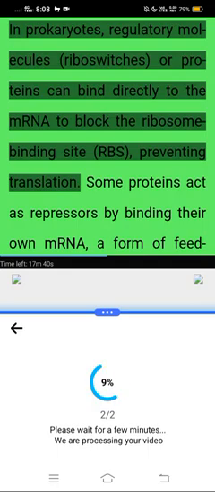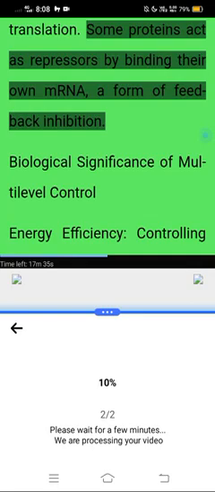In prokaryotes, regulatory molecules such as riboswitches or proteins can bind directly to the mRNA to block the ribosome binding site (RBS), preventing translation. Some proteins act as repressors by binding their own mRNA, a form of feedback inhibition.